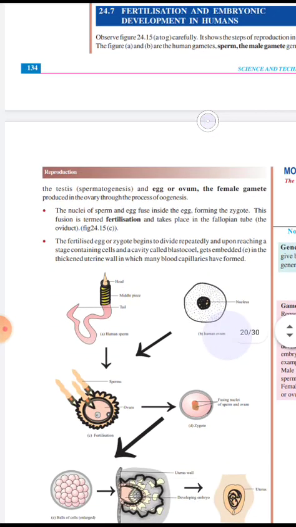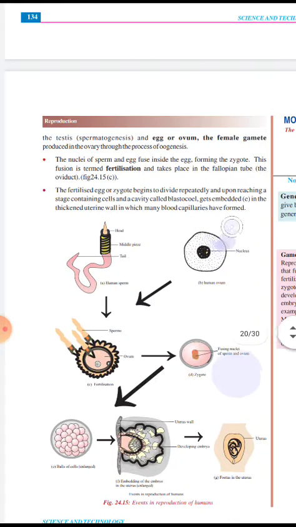So what happens is that the nuclei of the sperm and the egg fuse inside the egg. Here you can see the sperm gets fused into the ovum, and after that it forms a zygote. This fusion is what is called fertilization, and it happens in the fallopian tube, that is the oviduct.